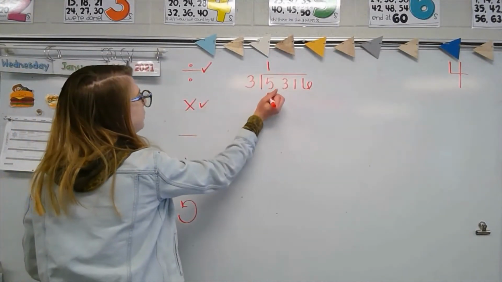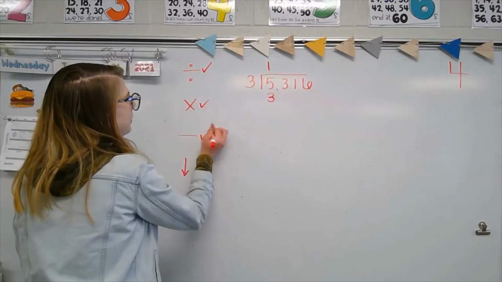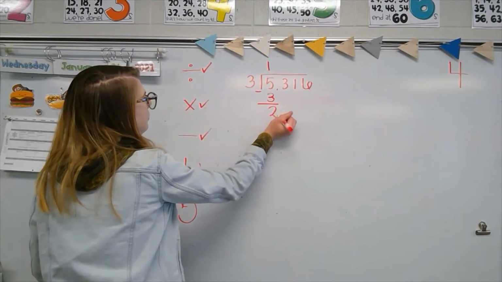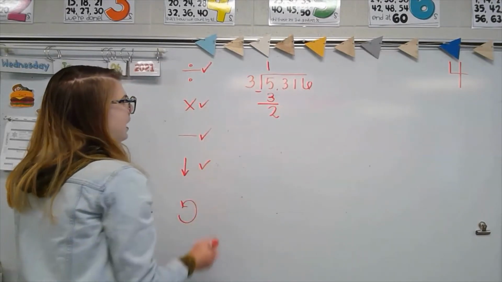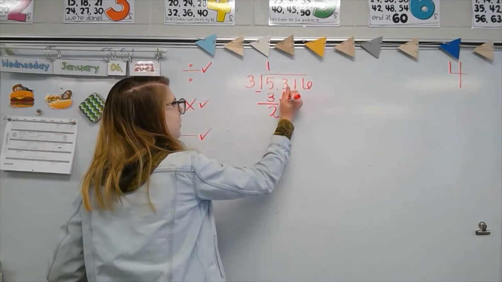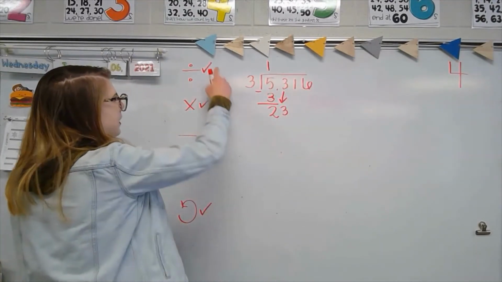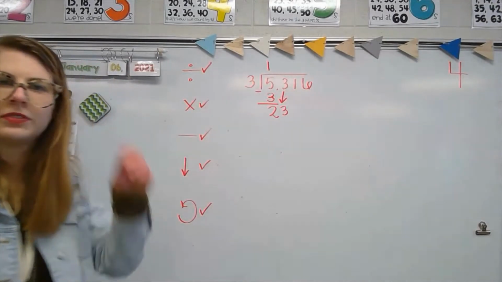3 times 1 is 3. 5 minus 3 is 2. Now it's time to bring it on down and bring it on back up to the top of our steps.